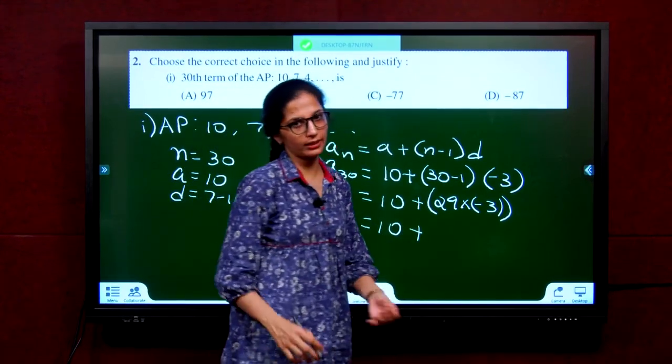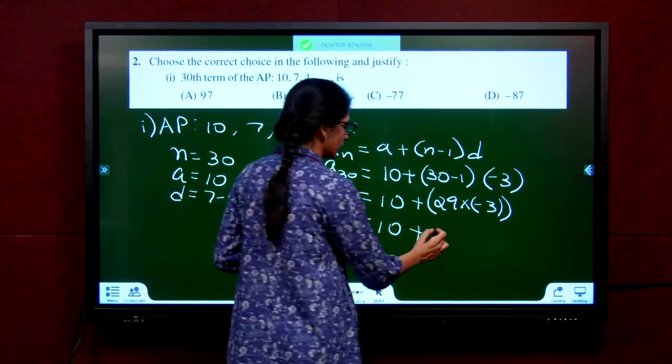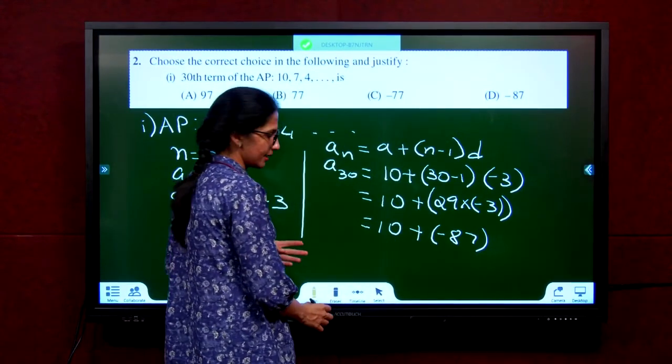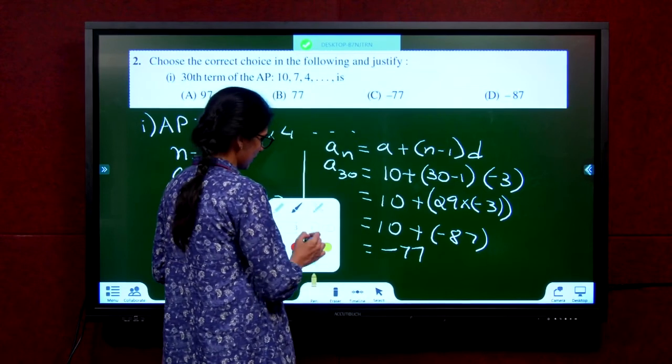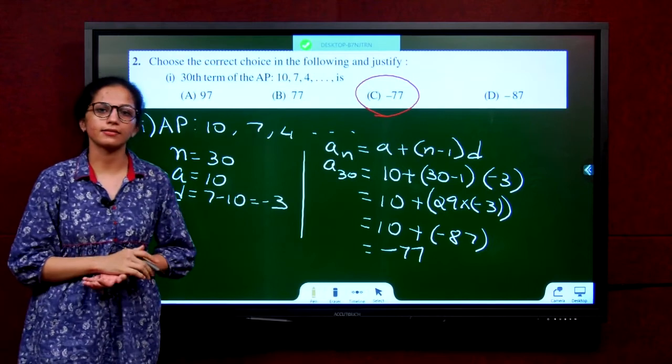29 into 3. How much is that? Be quick, do it. 87 you will get. Minus sign is there, so minus 87. Plus 10 minus 87. Minus 77. Do we have minus 77? Yes. Option C is the answer.